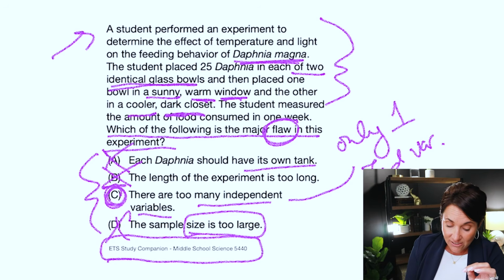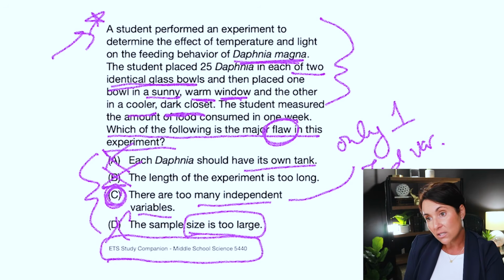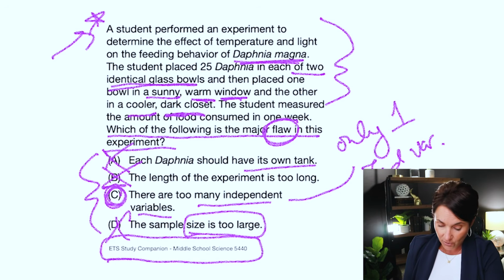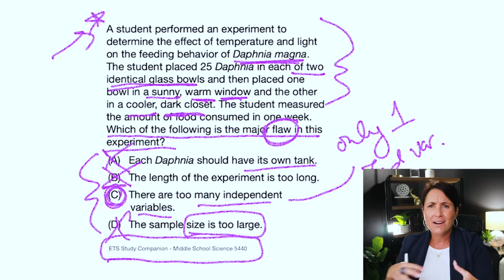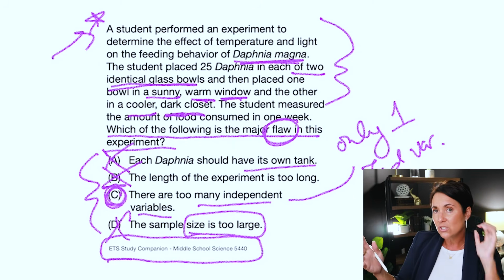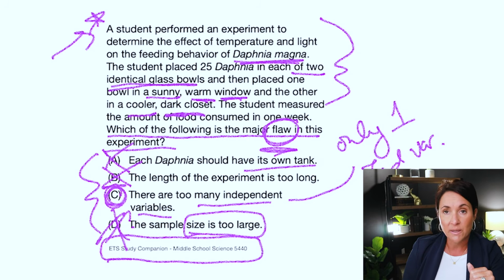Now notice, if I started up here and read that whole experiment and then got to the question step and then got to the answer choices, I would be like, okay, their own tank. Do they have their own tank? I'd be in there looking around. No, all I needed to do was read that question stem. I'm looking for a flaw. I know that sample size being too large is not a flaw. Daphnia having their own tank is not necessarily a flaw.